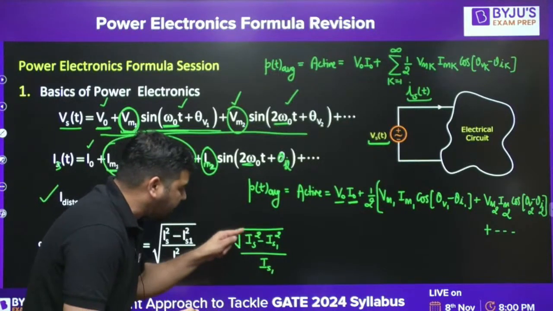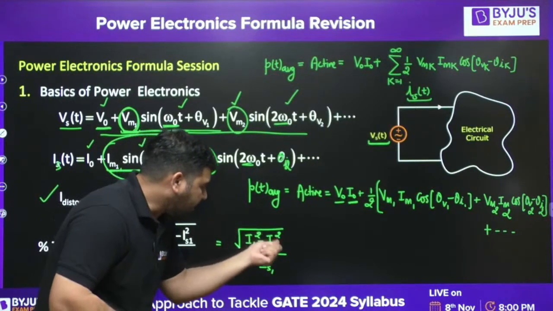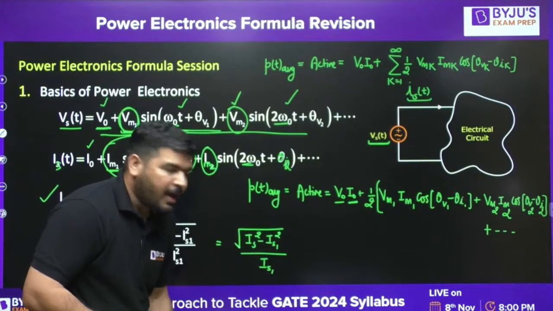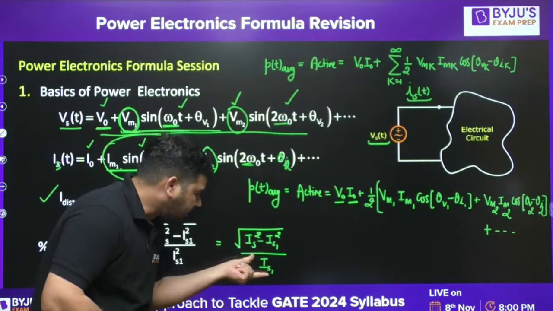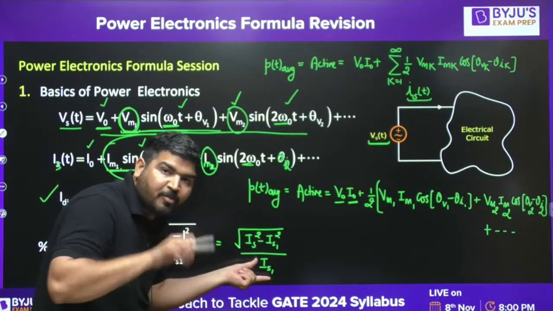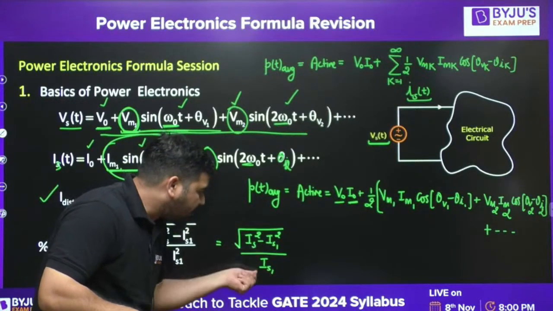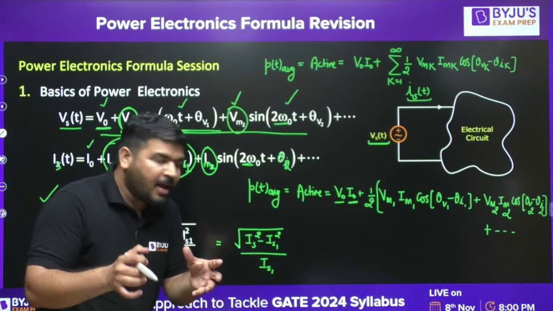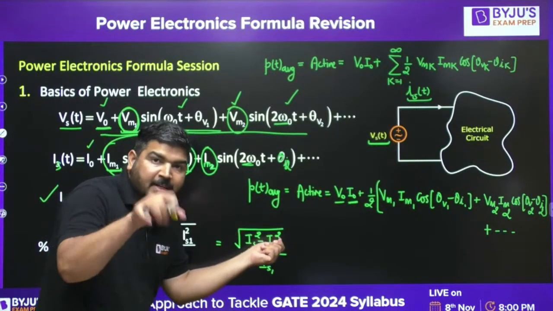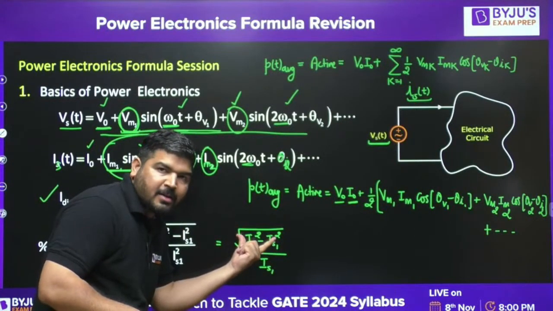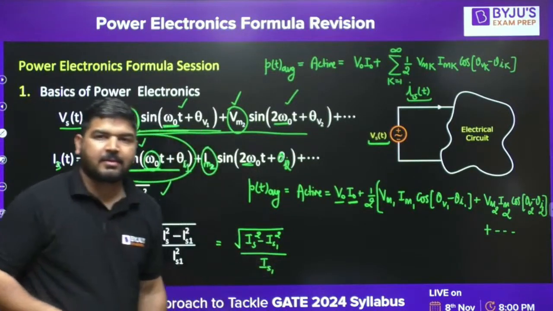This is the total current RMS square minus the fundamental RMS square. It means this is the RMS value of the distortion part only, and this is the RMS value of the fundamental component only. So what you are doing is checking what percentage this distortion is, the percentage of this distortion current of that fundamental.